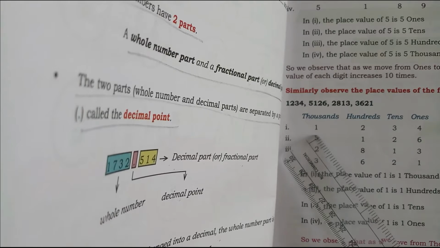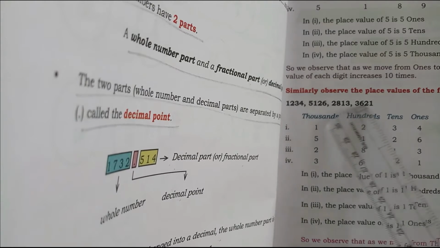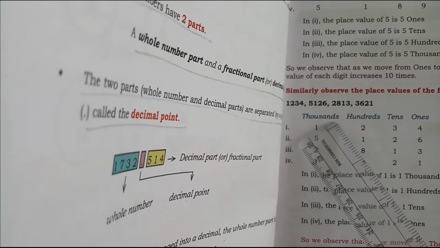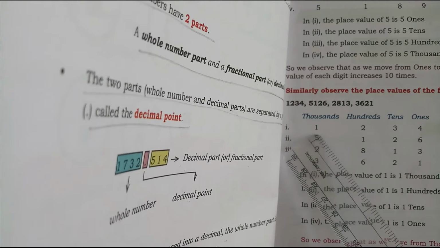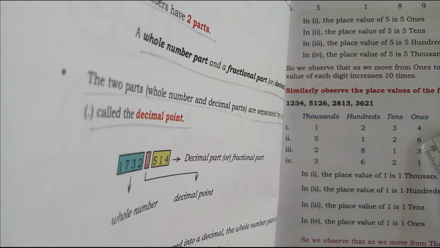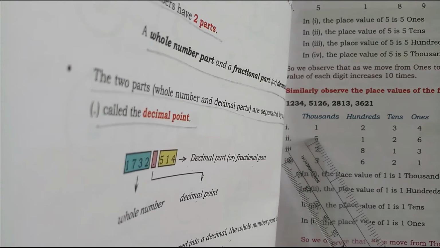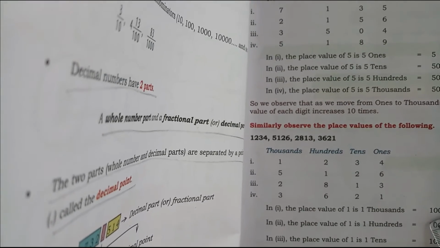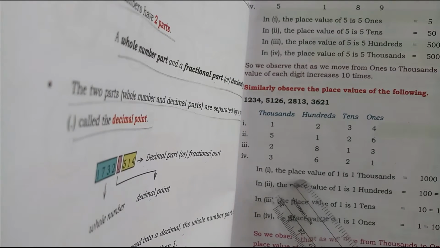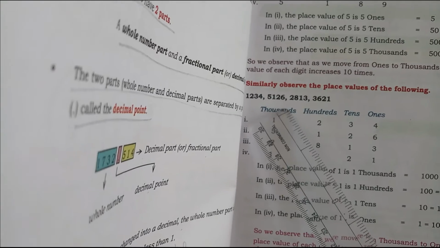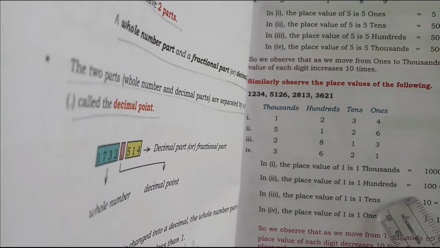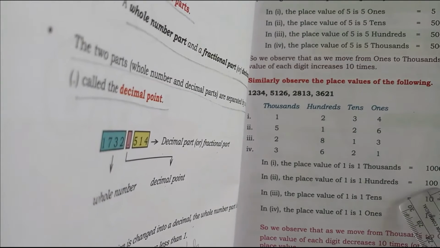Now the first number, 1234. In every given number, 1 is there with its own position, like thousands place, hundreds place, tens place and ones place. Now we shall see the first number, 1234. See here, the place value of 1 is 1000. So we have written 1000. Able to see? 1000. Now the second number is 5126. The place value of 1 is 100. See here, in the hundreds position, that is 100.